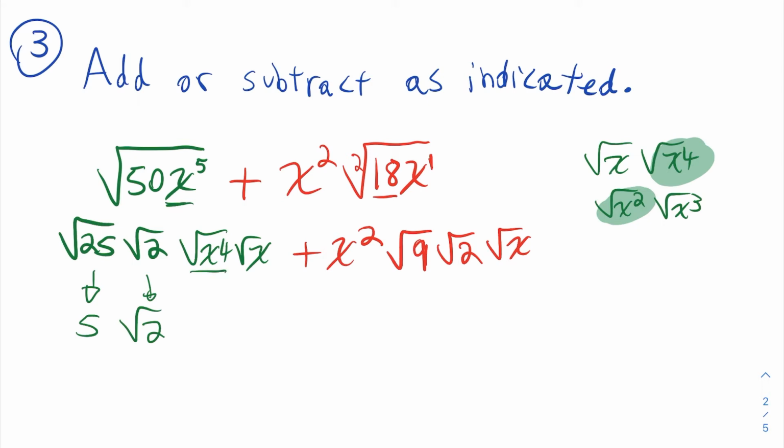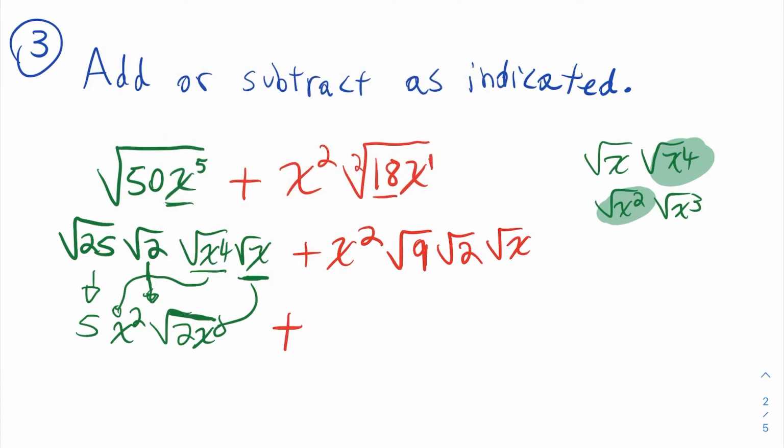This, the square root of x to the fourth, is actually x squared. Let me put that over here. So that's actually x squared. And then this, I'll just stick that underneath that same radical. So that's the origin of everything there. That's where everything is coming from.